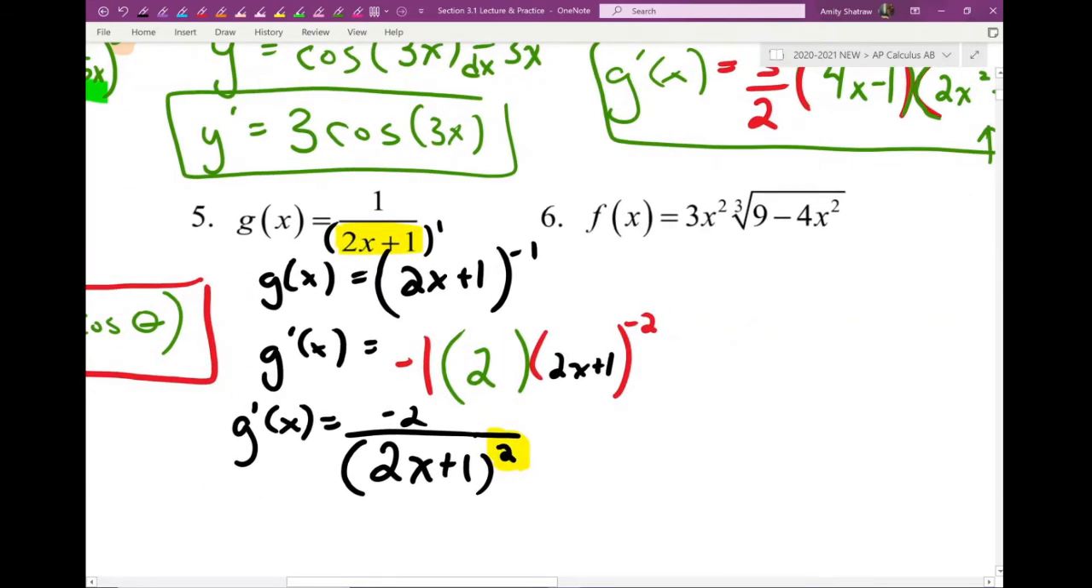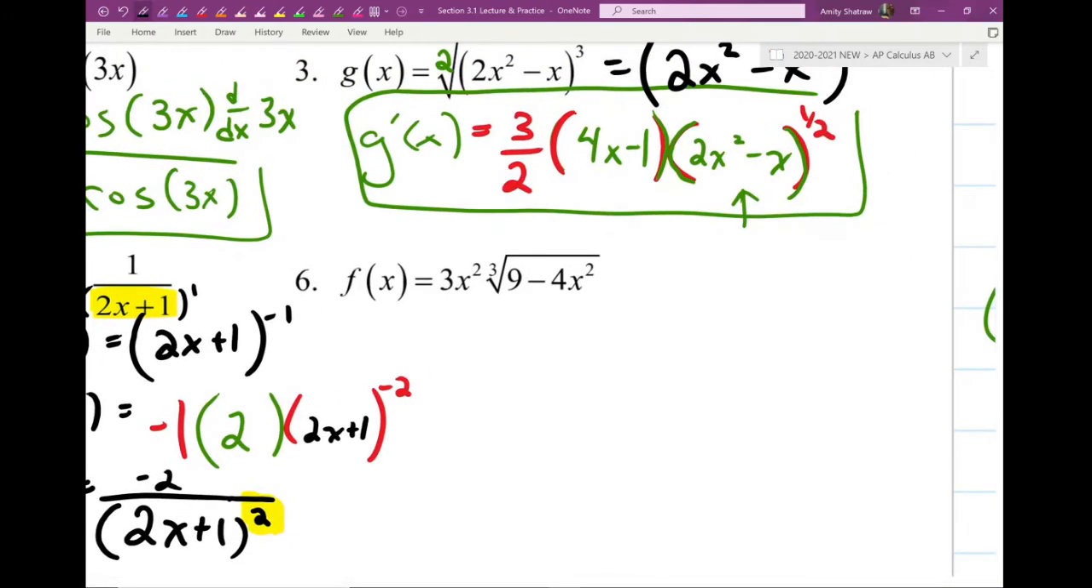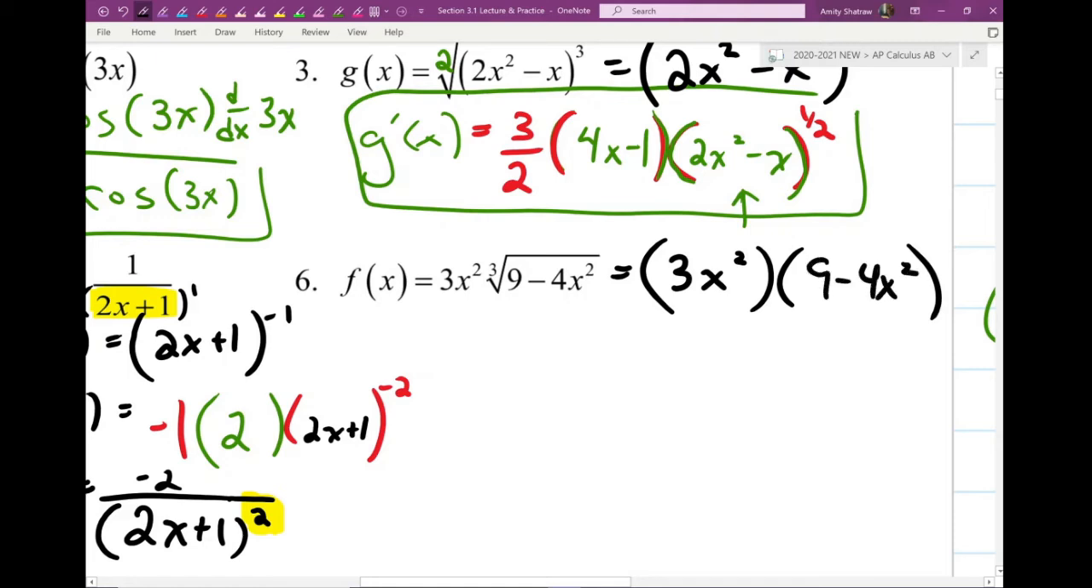So for number 6, then, I see that what I have here is two functions that are being multiplied together, but it's a little bit hard to tell what they are. So let me see if I can redefine f of x in the following way. 3x squared, ta-da, is one function. The other function is 9 minus 4x squared, and that quantity should be taken to the 1/3 power. Right? My root is 3. And there always was a hidden invisible 1 right here. You just didn't remember that it was there.